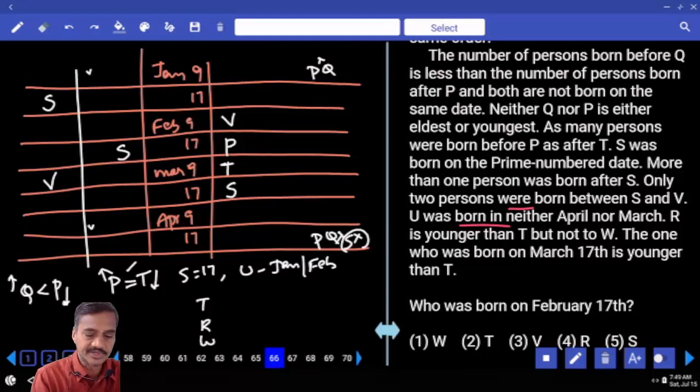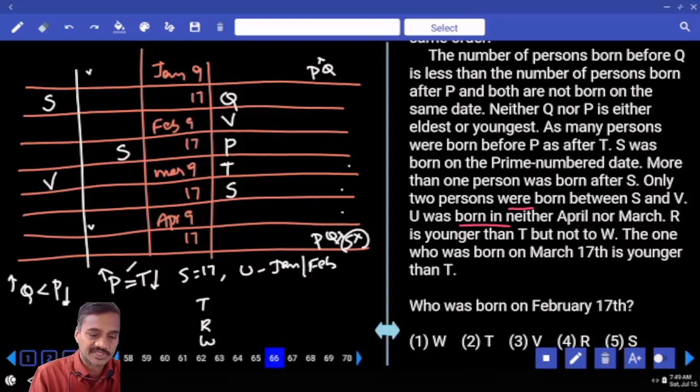Then between P and Q, how many persons are there? The number of persons before this Q is lesser than the number of persons after this Q. Hence where should this Q be? Q must be here. Because after this P, how many persons are there? 4 persons. And before this Q, there must be lesser than 4 persons. What is the only possibility we have? Q must be at this place.